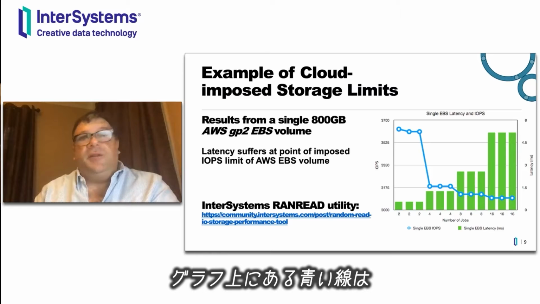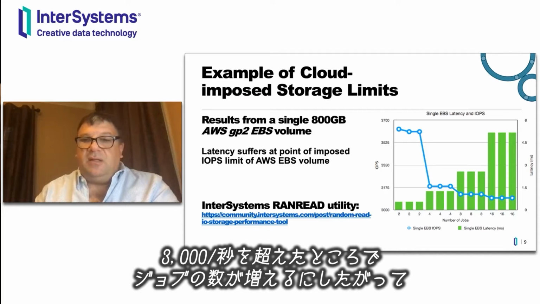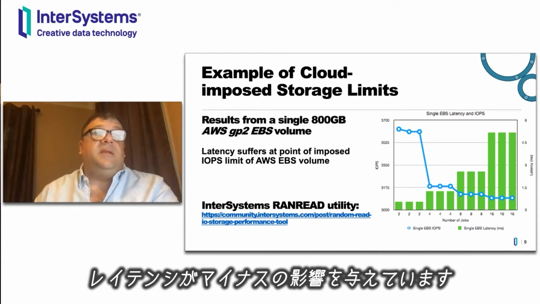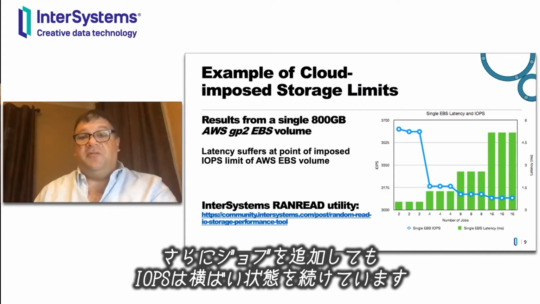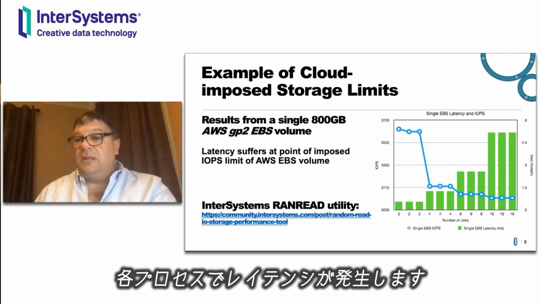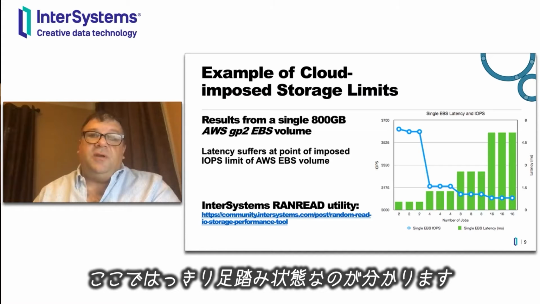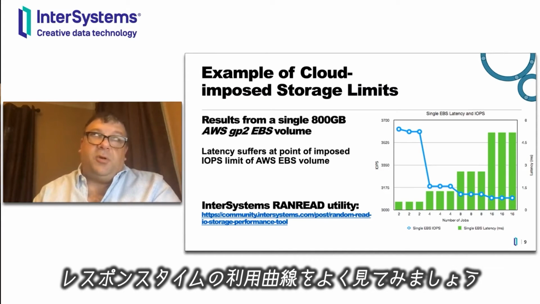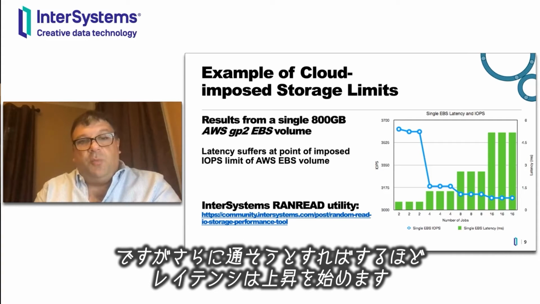We see on the blue line here in the graph that the IOs actually plateau just above 3,000 per second, and we see latency is negatively impacted as the number of jobs increased. We started on the left at approximately, call it maybe 1 millisecond, and then as more jobs are added, IOPS remain flat, and latency of each process suffers in that it slows down the I/O speed of each individual process. So we can see here there's a very clear plateau, and as we approach that response time utilization curve, we see that our utilization or our total throughput remains the same, but the latency starts to increase as we try to push more and more through it.